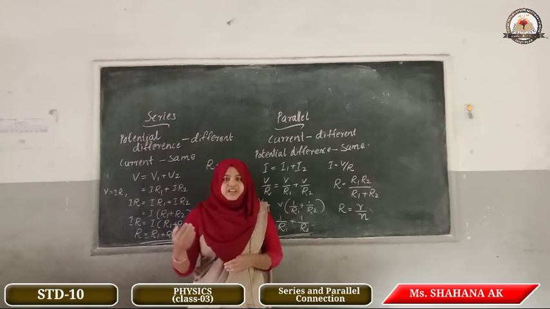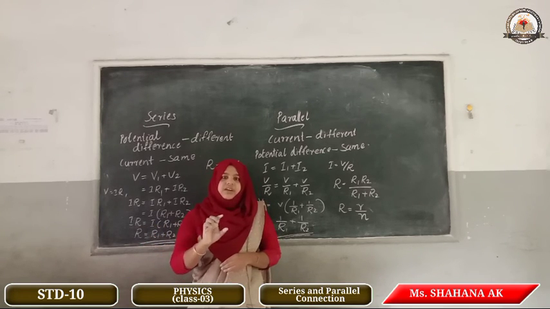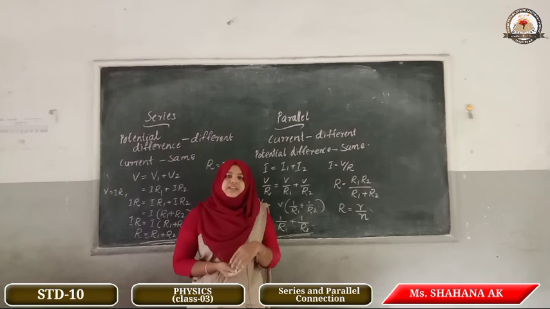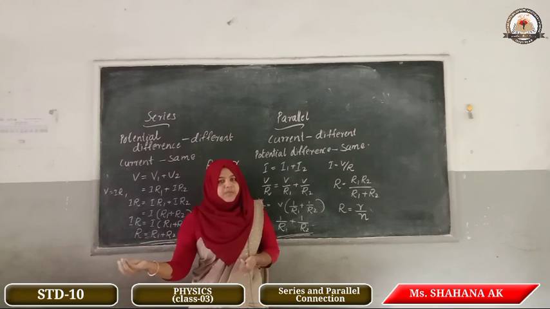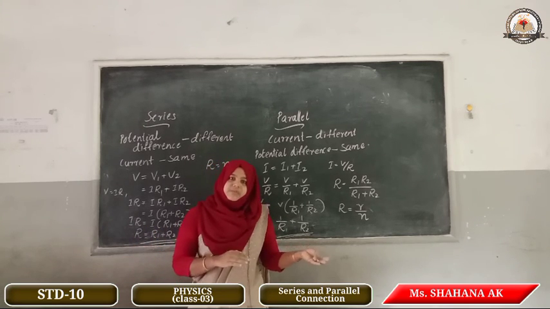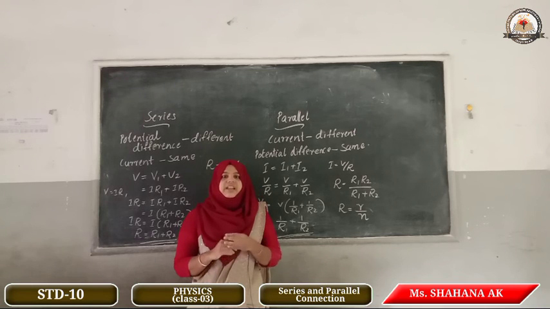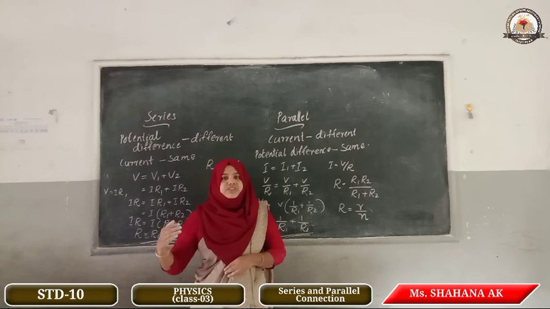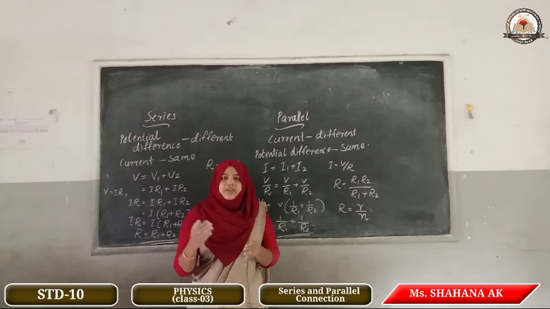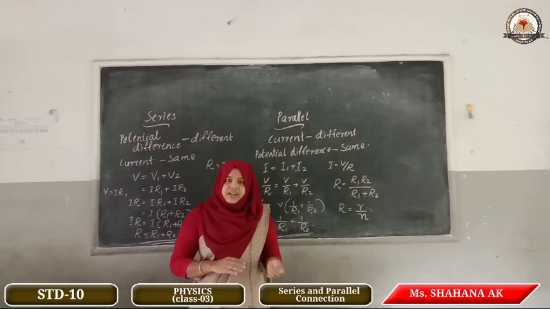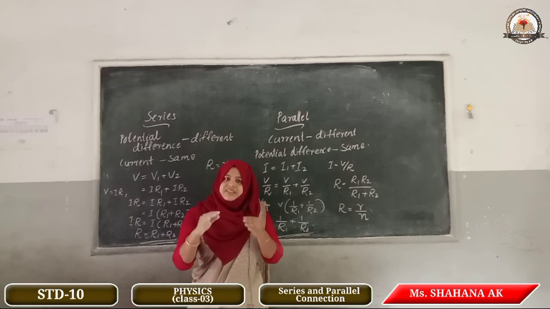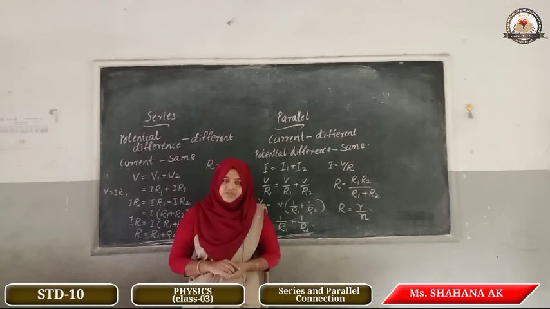Then about current, in series combination current will be same across all the resistors, and in parallel combination current gets divided. So in series combination current remains same, and in parallel current will be different. Then last point, in series combination of resistors, each resistor cannot be controlled by a separate switch. But in parallel combination of resistors, each resistor can be controlled using a separate switch.